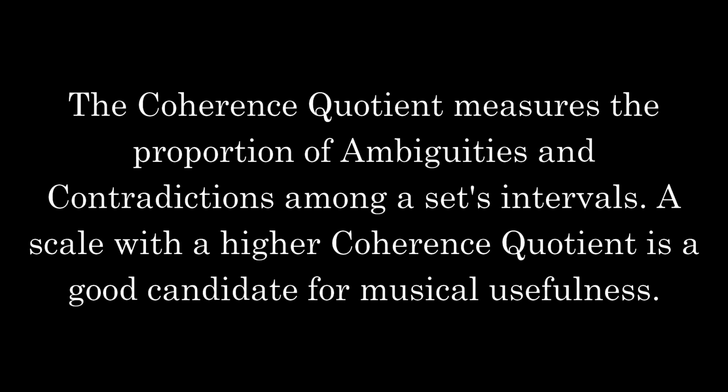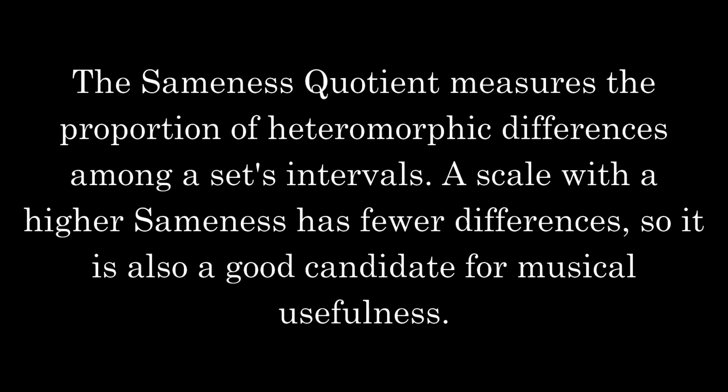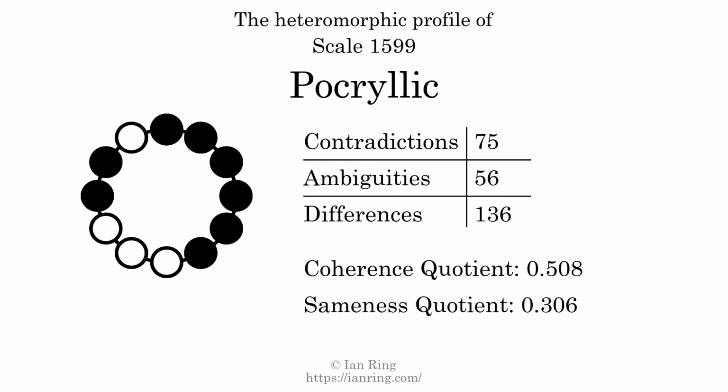The coherence quotient measures the proportion of ambiguities and contradictions among a set's intervals. A scale with a higher coherence quotient is a good candidate for musical usefulness. The coherence quotient is 0.508. The sameness quotient measures the proportion of heteromorphic differences among a set's intervals. A scale with a higher sameness has fewer differences, so it is also a good candidate for musical usefulness. The sameness quotient is 0.306.